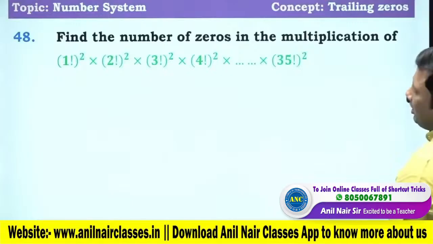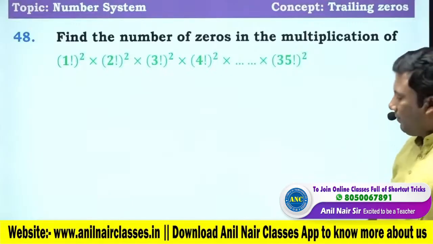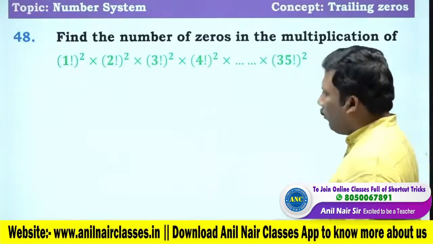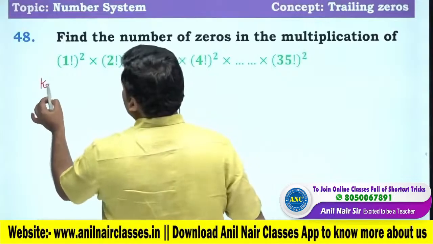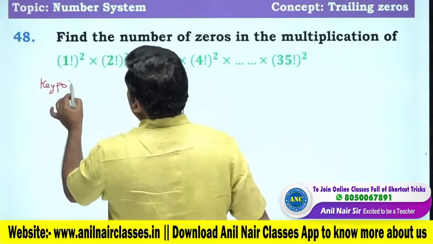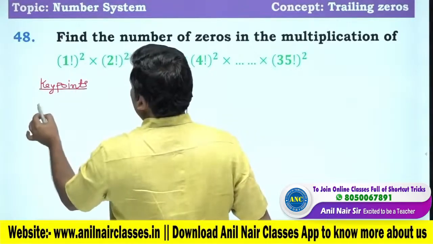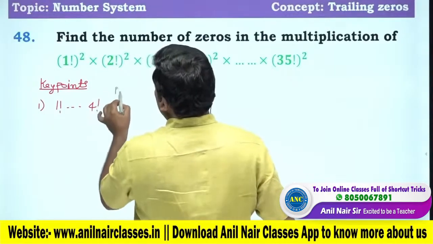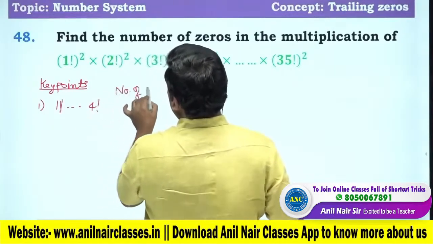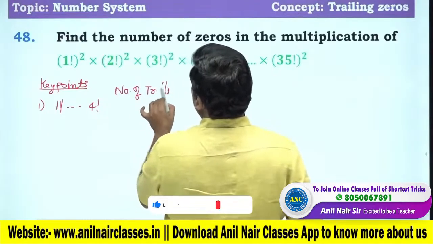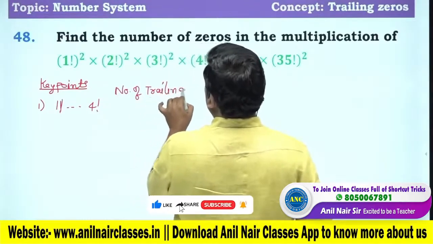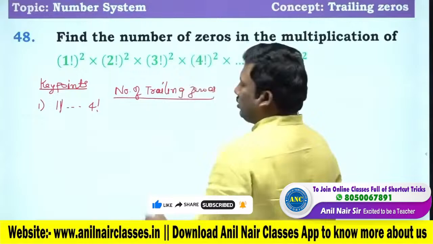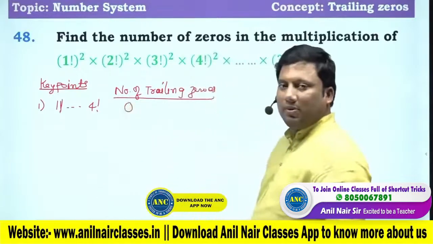Next one, another question. These also are level 3 questions, sir. Already we discussed it. Let me write down that key point. What are the key points that we discussed? We discussed it in session number 1. 1 factorial till 4 factorial: number of trailing zeros. There will be no 5s, so the number of trailing zeros will be 0.